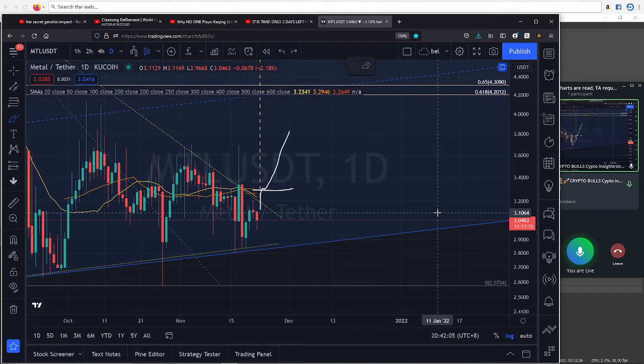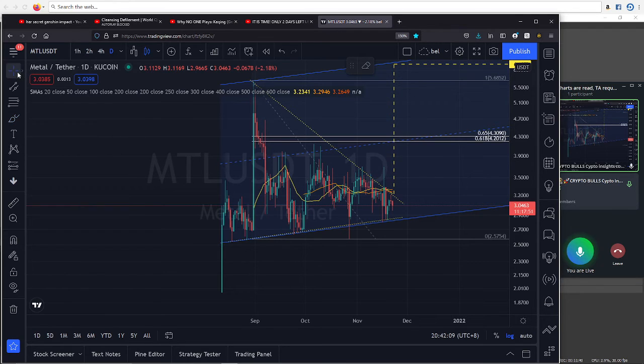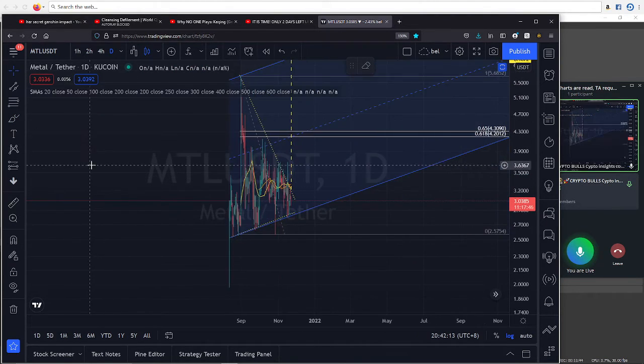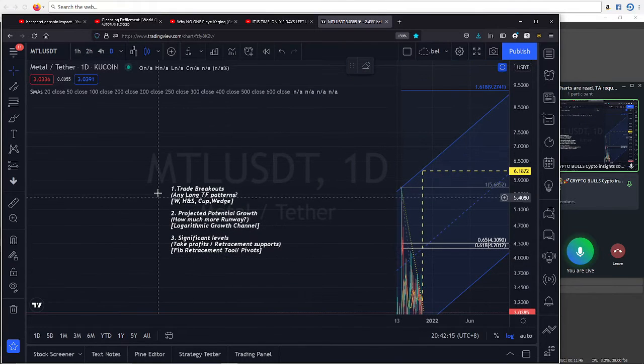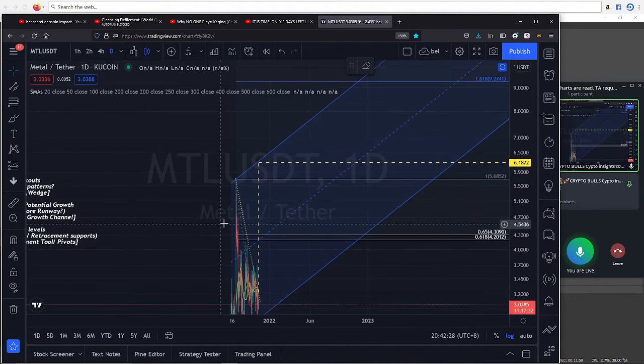Okay, so that's how you read the charts put out in our community. To recap, we do it three ways. First, look out for breakout patterns, so it's more explosive. Next, we need to know the projected potential growth: if I buy now, how much more can this run? And number three, I need significant levels to take profits. So all these are your significant levels to take profit.